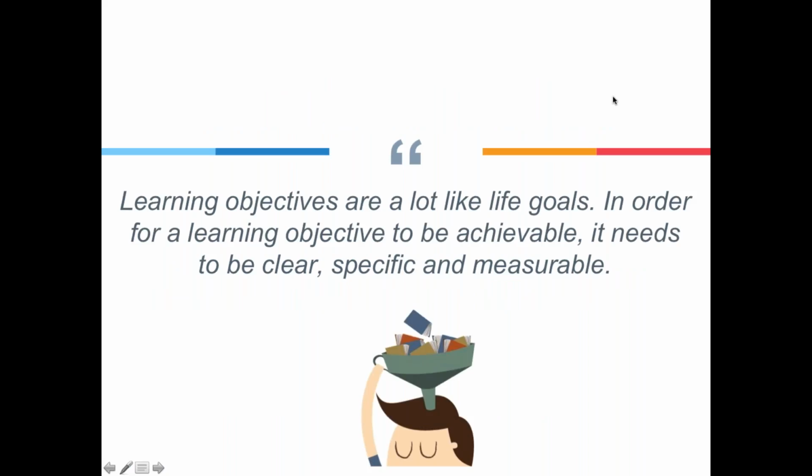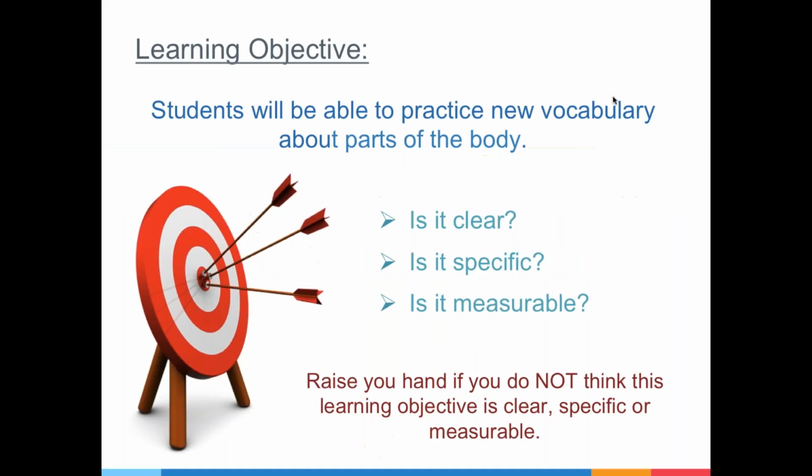So learning objectives are a lot like our life goals. And in order for a learning objective to be achievable, it needs to be clear, specific, and measurable. We need to have steps so that we can see if we're achieving our goals as teachers, and we can see if our students are achieving their goals in their language studies. So again, we're going to take a few minutes and look at a couple of learning objectives. And I want you to raise your hand and let me know what you think.